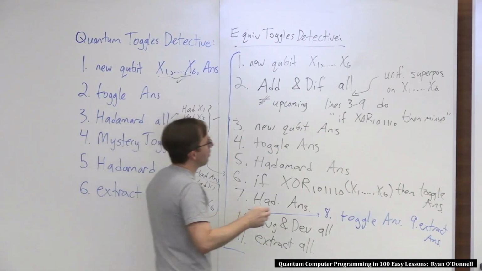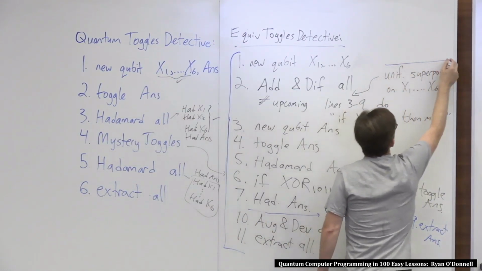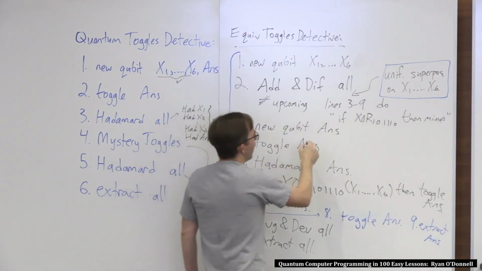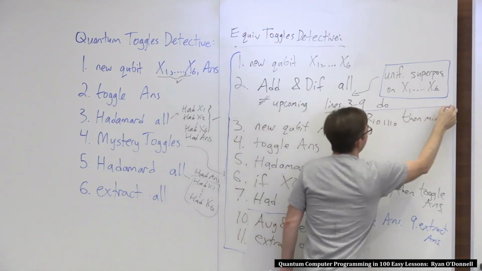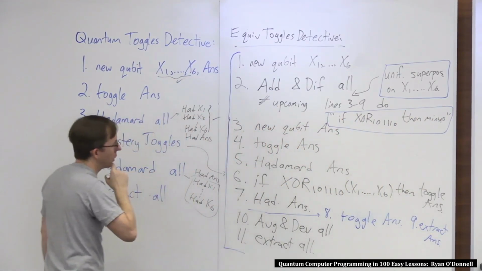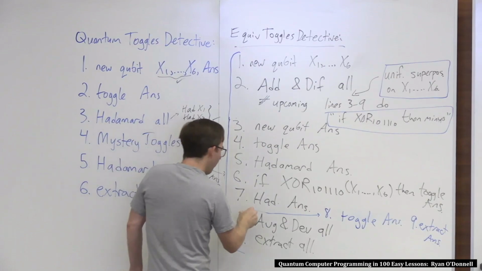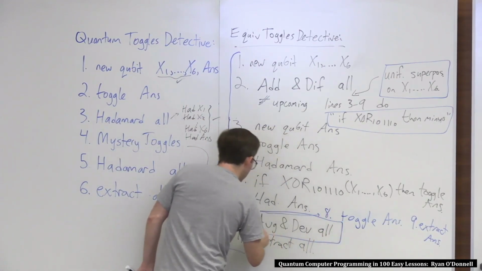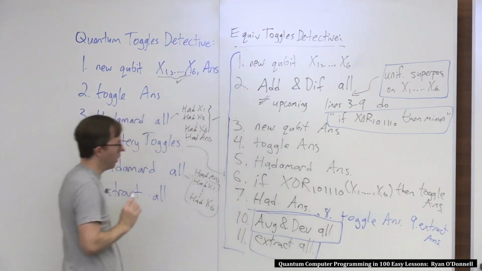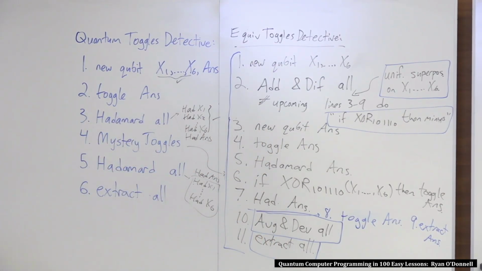Like, what is the paradigm here? Basically, we made the uniform superposition on all the qubits. Then we did if this mystery bitmask XOR function, then minus. Then we did the Hadamard transform. And then we printed. Okay, so it followed that paradigm introduced in lecture 6.